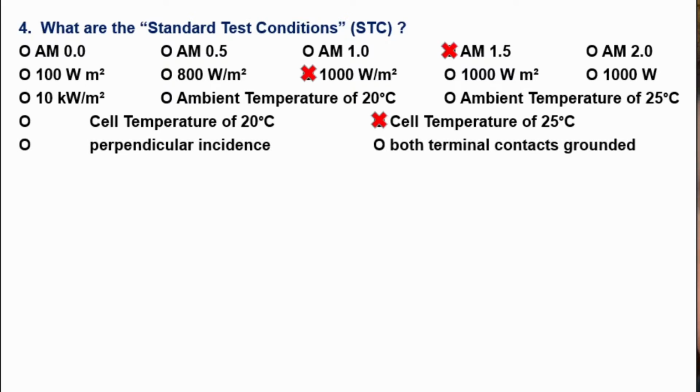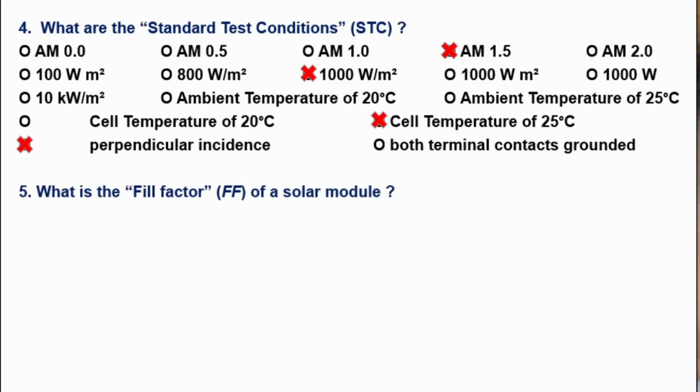Perpendicular incident. Yes, it's perpendicular incidence. Both terminal contacts grounded. That's totally stupid. So you make a short circuit and you cannot extract any power of it. So it doesn't make any sense to have this in the standard test conditions, because you want to measure the power usually of a PV module at standard test conditions. And if you don't make it possible to measure power, it doesn't make sense at all. So just perpendicular incidence is correct.